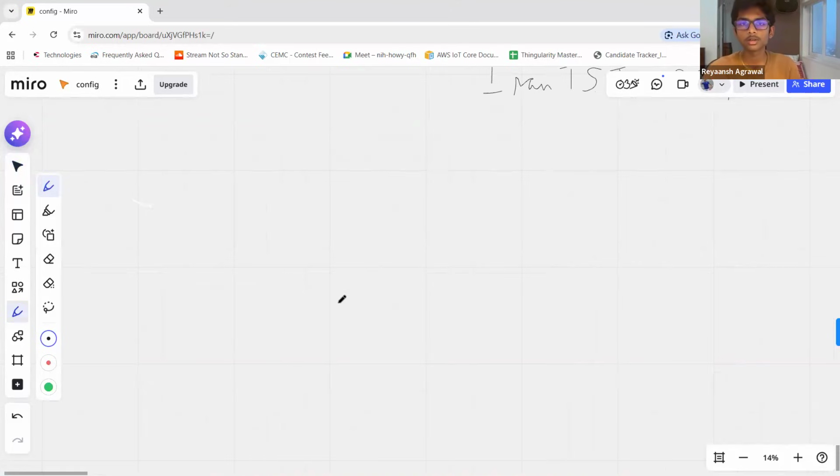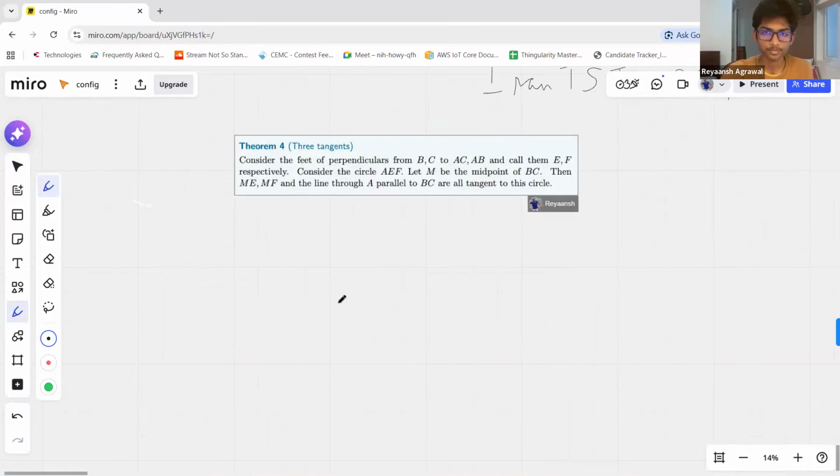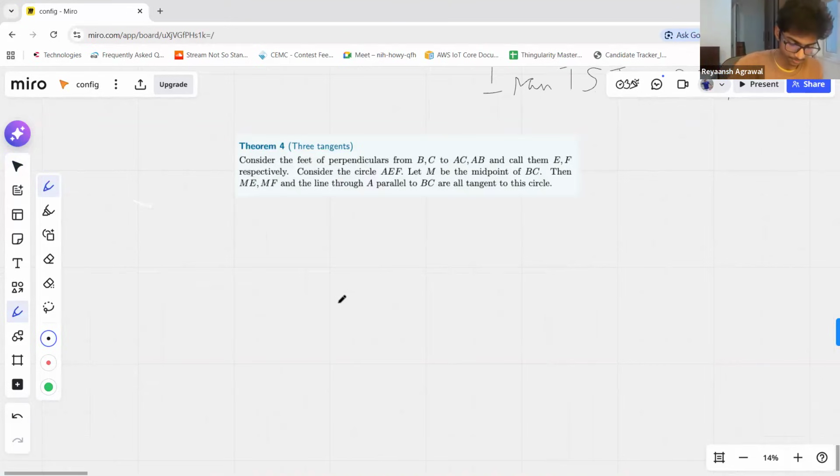Okay, so now we'll do the last config and then we'll just do problems for today. So this config is known as 3 tangents, but we're not using it today, but it's also a good config to know. I'll just draw it.